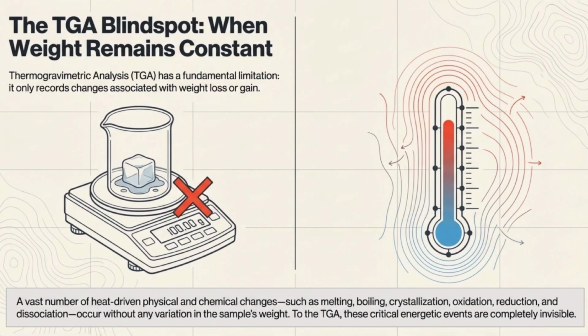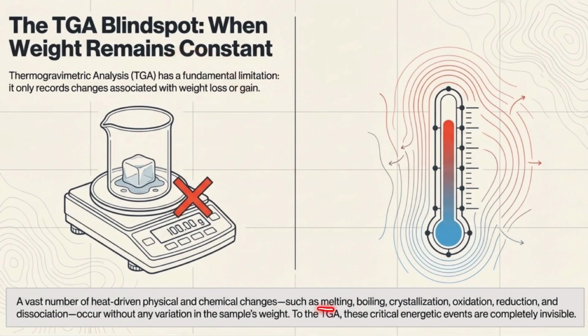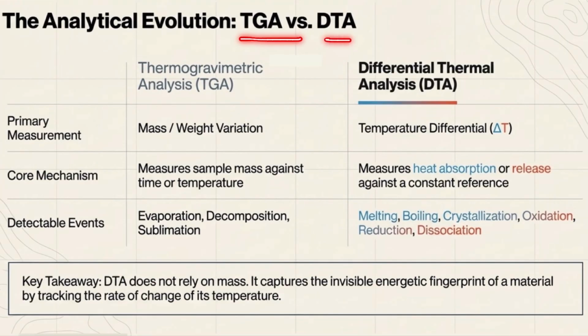So that is why we have shifted to another technique, which is DTA, and DTA will help us identify changes in the form of melting point, boiling point, crystallization, oxidation, reduction, dissociation, etc. If we compare TGA and DTA, TGA measures the mass or weight change with increasing temperature, whereas DTA measures the differential temperature, the change in temperature between two things: one is the sample and the other is the reference material. I will explain it further in the lecture.